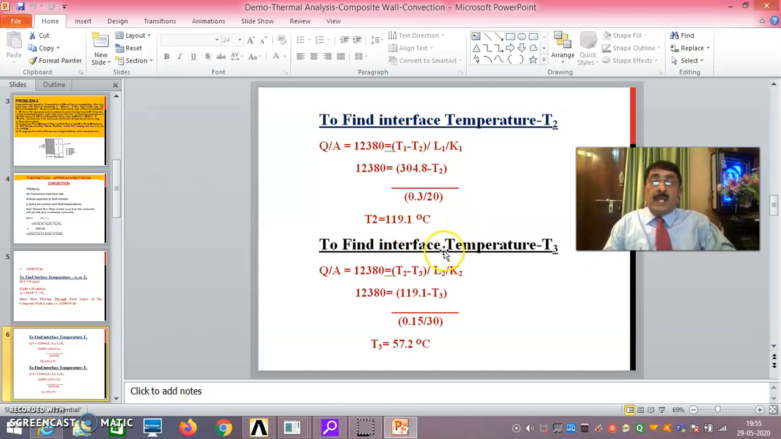In the same way, find the interface temperature T3. Since the heat flow rate will be the same, 12380, for the second layer you take T2 minus T3 divided by L2 by K2. You just found T2, and T3 you don't know. T2 minus T3 over L2 by K2, 0.15 by 30. T3 you get as 57.2 degrees centigrade.